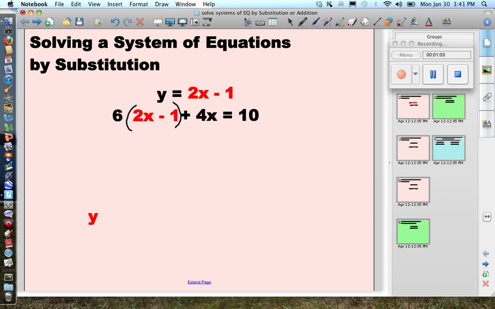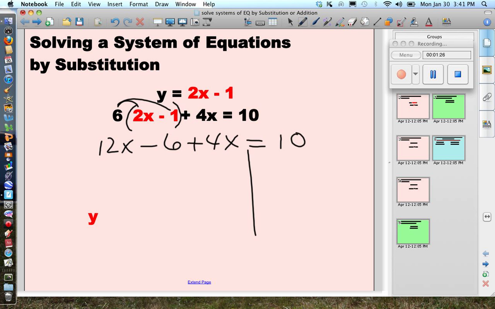So now instead of 6 times y, it's 6 times 2x minus 1. And now I've got one equation that only has x's in it, so we can solve it. It would be the same thing that you had to do in Chapter 2. So I'm going to use the distributive property for this one. And 6 times 2x is 12x. 6 times 1 is 6. I'm just going to finish my equation now. Okay, I'm going to drop my line.